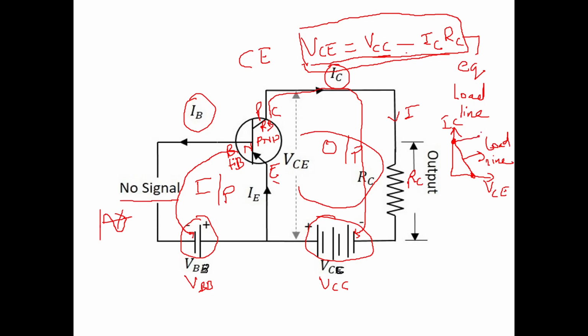This is a point in the saturation region, and this is a point in the cutoff region. This will be called the load line. Now, when there is no input signal, if you are obtaining this line only because of the applied DC voltages, then it will be called the DC load line. So you should now know what a DC load line is.